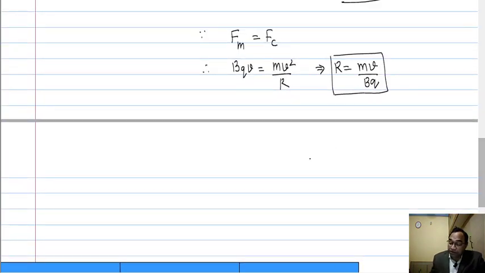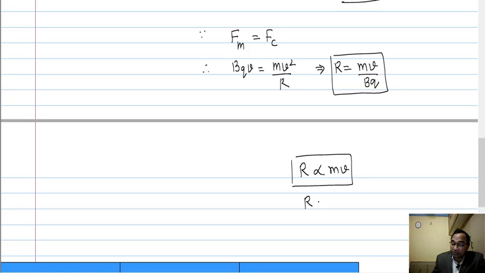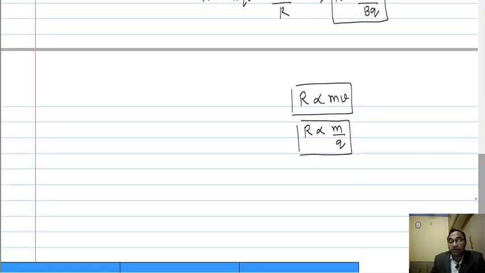What can we conclude from this? This means r is directly proportional to mv, and that is momentum. So, the radius of the path taken is directly proportional to the momentum of that charged particle. Secondly, we can say r is directly proportional to m by q, that is, inversely proportional to the q by m ratio of the charged particle. That is exactly how we can conclude from the given expression, very important.